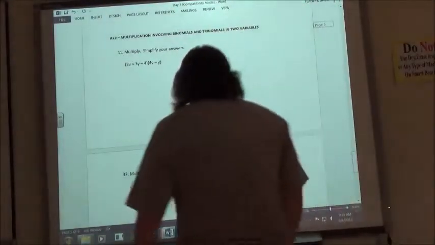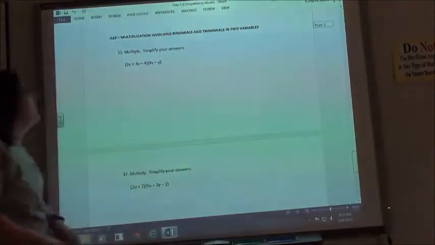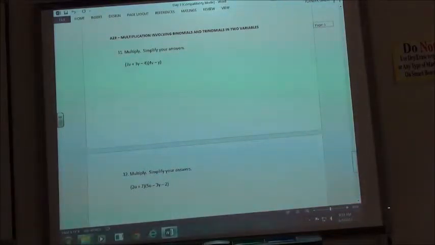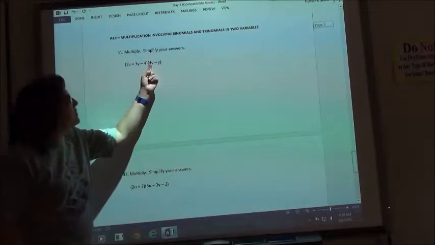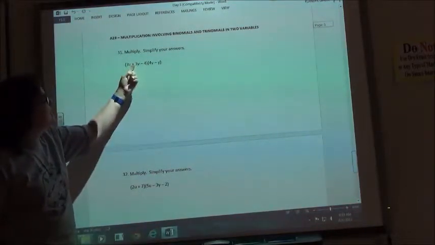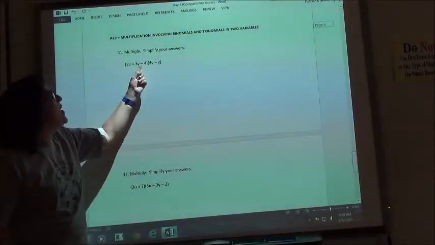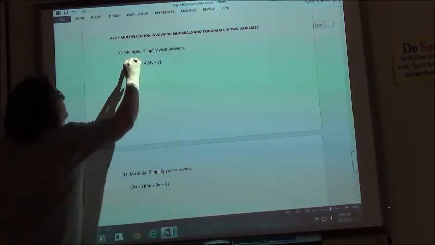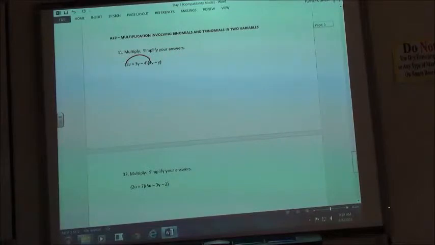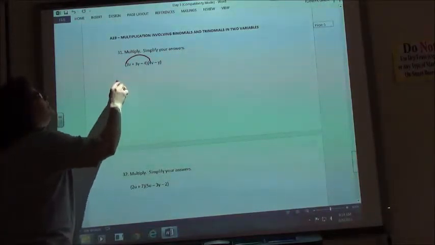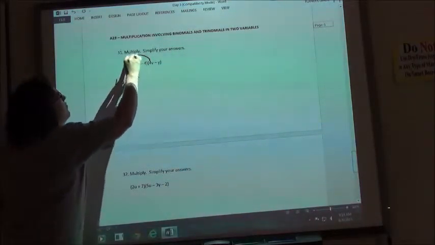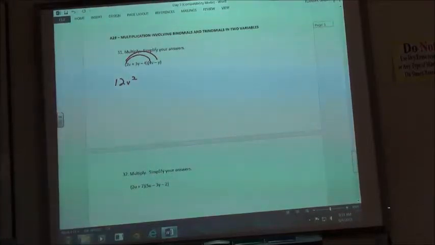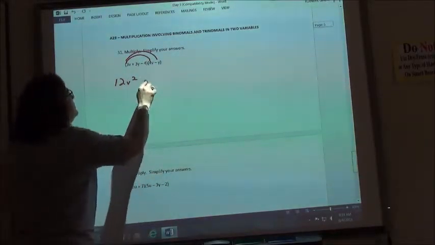Multiplication involving binomials and trinomials in two variables. Basically, it's the same kind of thing we're doing. We end up taking the 3v times both terms in this set of parentheses, the 3y times both of them, and the negative 4 times both of them. And so 3v times 4v would give me 12v squared. 3v times a negative y, negative 3vy.